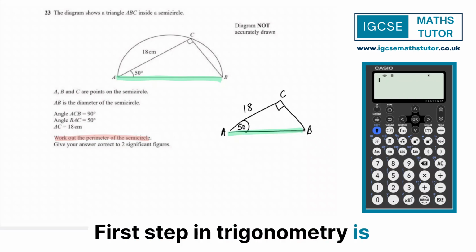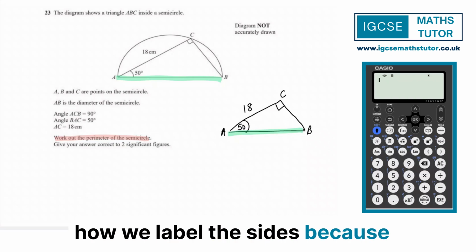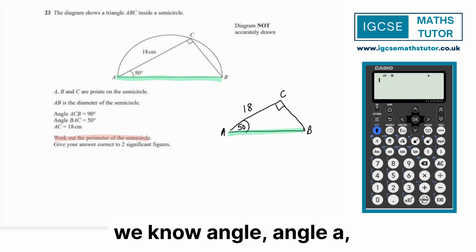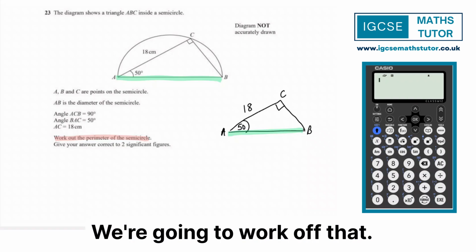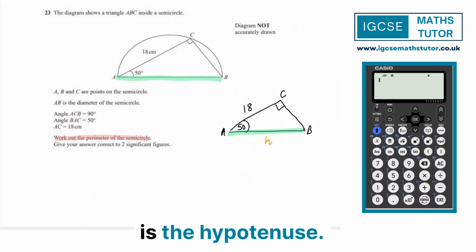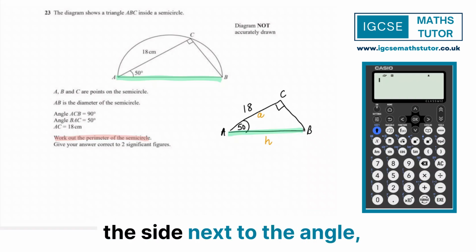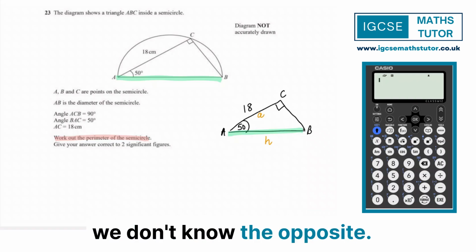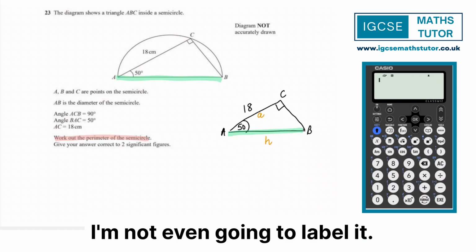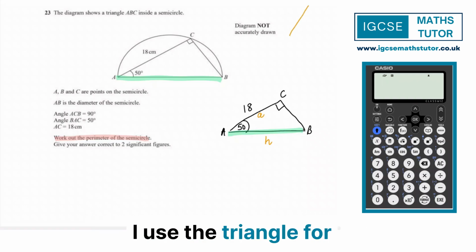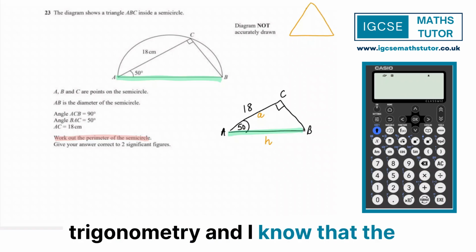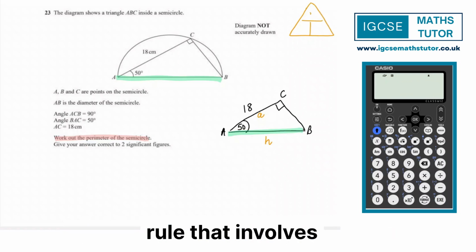First step in trigonometry is how we label the sides. Because we know angle A, the 50 degrees, we're going to work off that. The green side we want is the hypotenuse, and we know the adjacent. We know the side next to the angle. We don't know the opposite. I'm not even going to label it. I use the triangle for trigonometry, and I know that the rule that involves A and H is cos. And we need to find H. That's what we're trying to find.